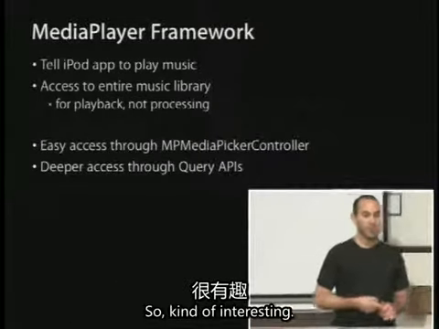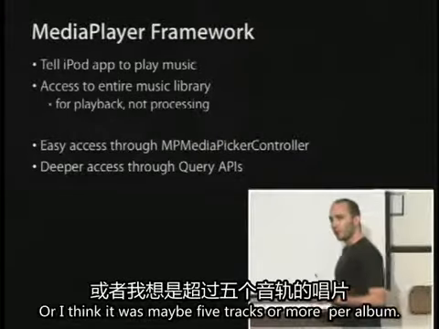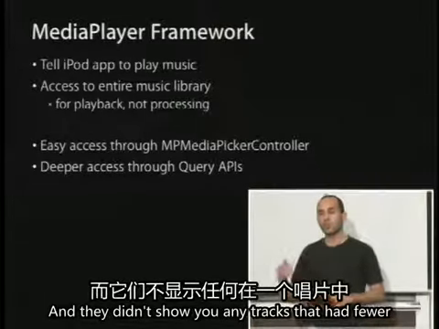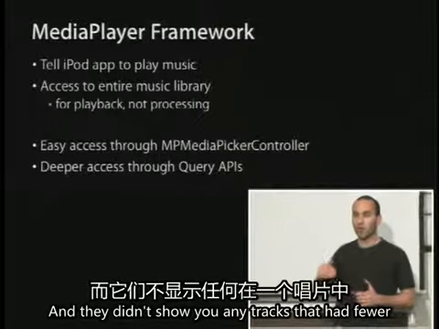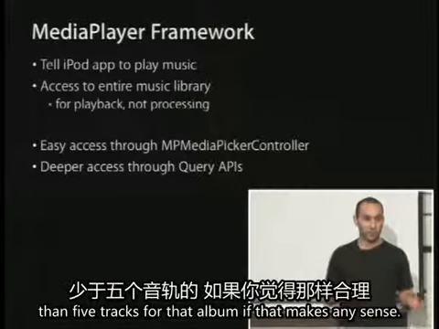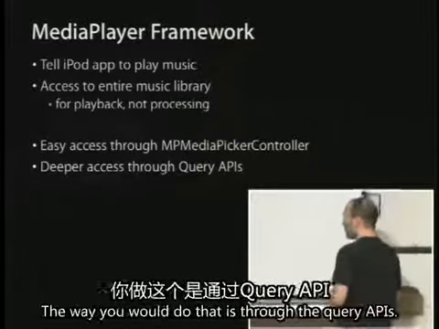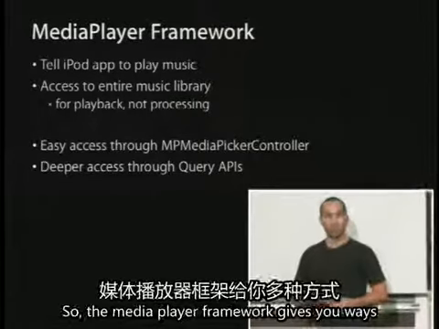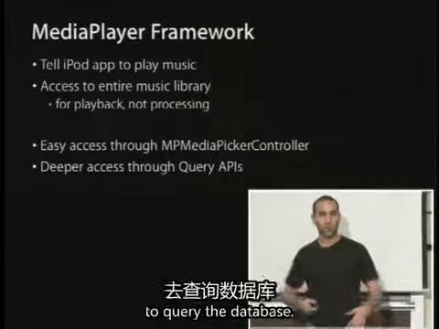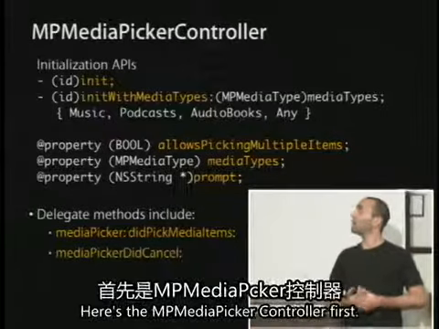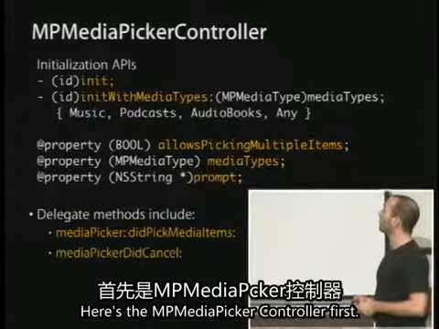So kind of interesting. Or I think it was maybe 5 tracks or more per album. And they didn't show you any tracks from albums that had fewer than 5 tracks, if that makes any sense. The way you would do that is through the query API. So the media player framework gives you ways to query the database. Here's the MPMediaPickerController first.